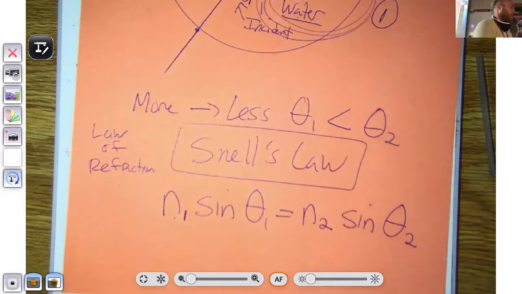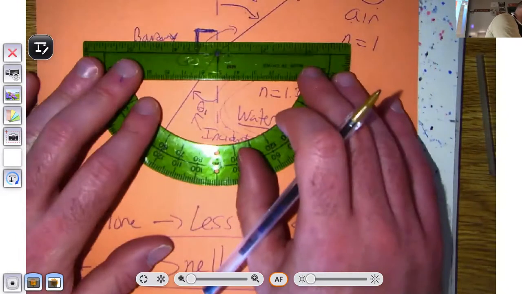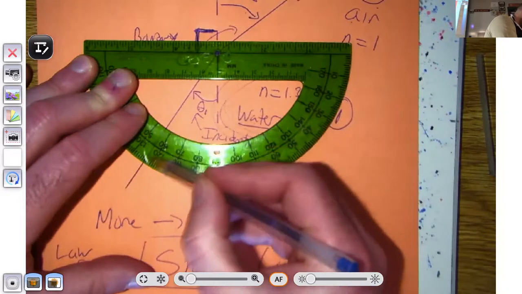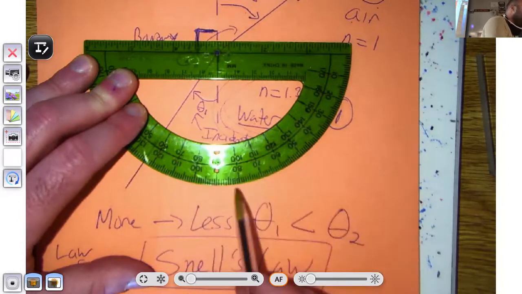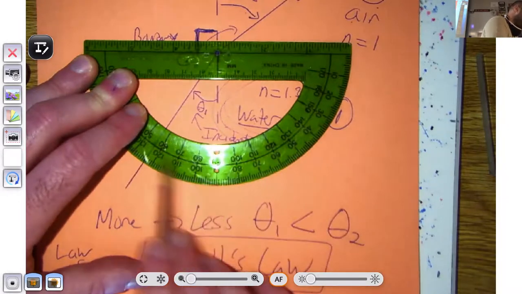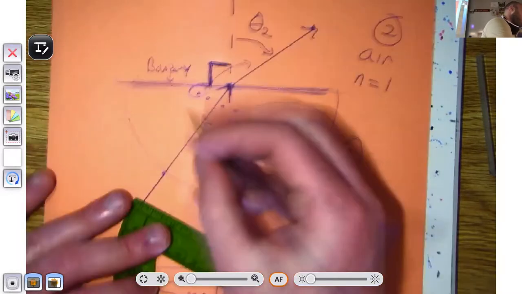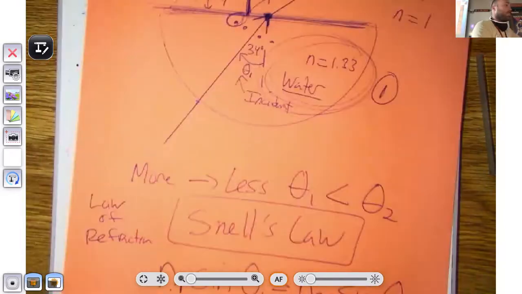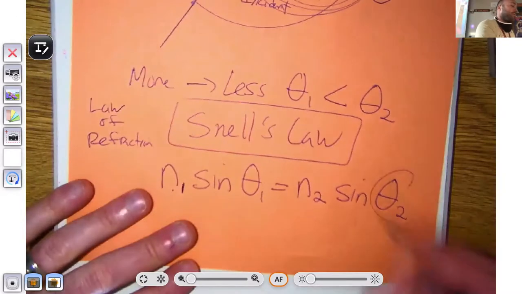Let's double check it. I just want to go ahead and do this. Let's measure this angle really quick. 90. Dang, I'm getting really good at this in terms of drawing it. On my protractor, I went from 90. It looks like we went to 56 again. So that means that theta one is a 34 degree angle, according to our protractor. One of the last things we're going to do, we're getting close to being out of time, I want us to solve for theta two.